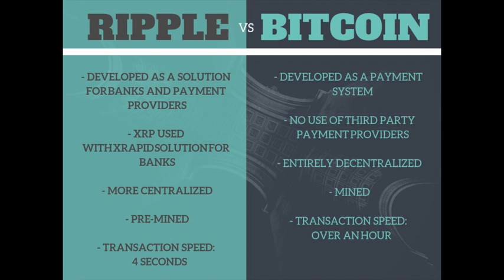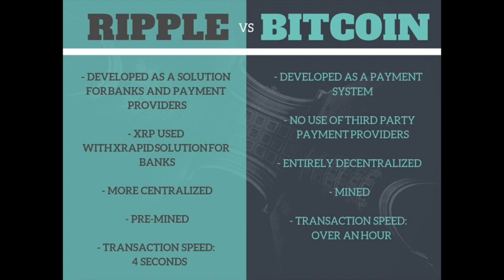XRP is used mainly in Ripple's xRapid solution for cross-border payments from one currency to another. XRP is currently held mostly by the parent company, which is a big difference from Bitcoin because this is considered more centralized. Another key difference is that all of the XRP has been pre-mined with 100 billion currently in circulation, while Bitcoin still needs to be mined.